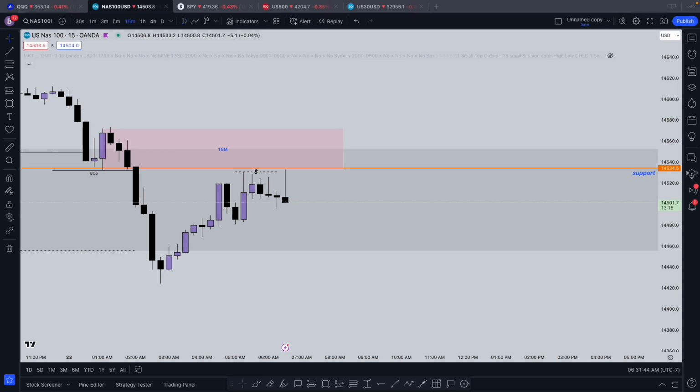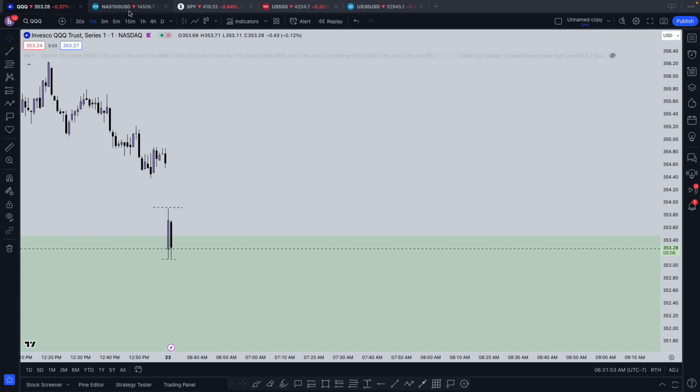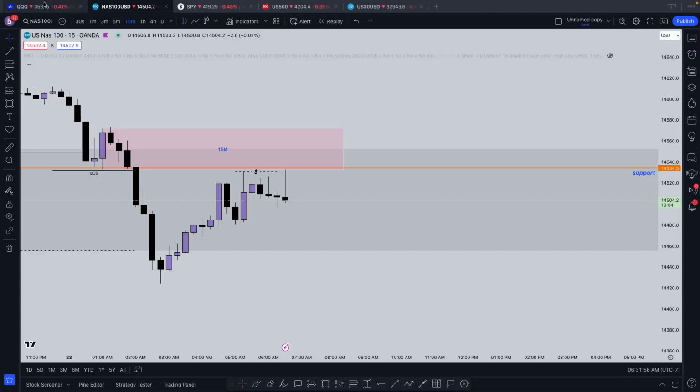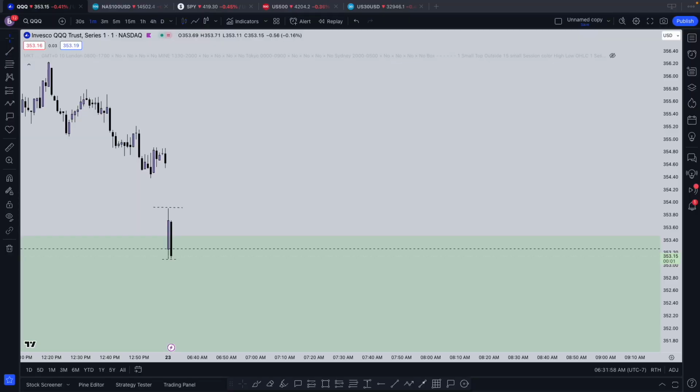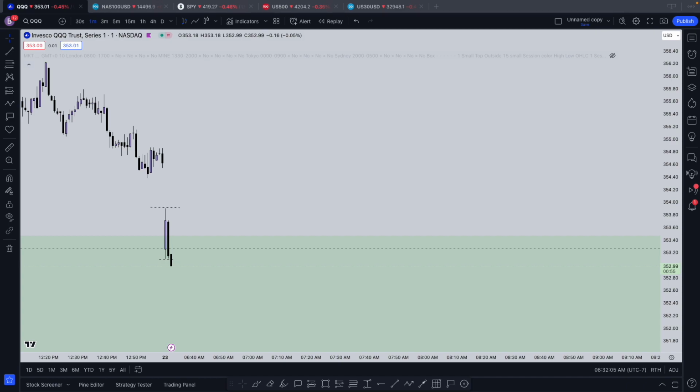So I actually played the downside on NAS100 here because it ended up grabbing that liquidity up there. Not sure if I entered it yet though. Let's see. I actually ended up taking my entry on the break of this. Yes, and I did enter. Okay. So let's see what happens here.